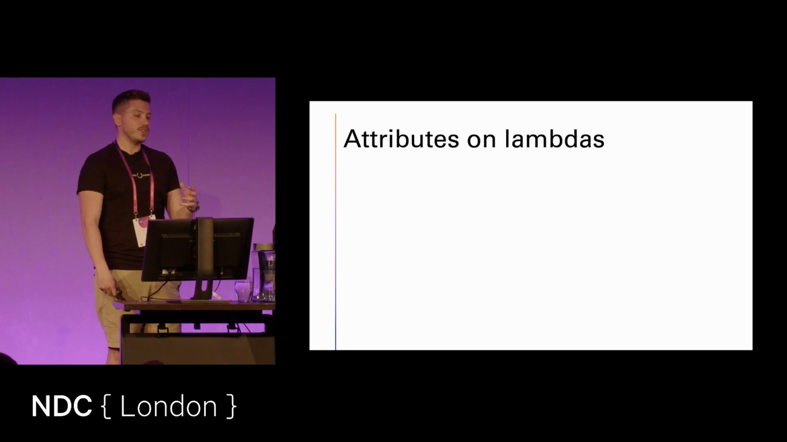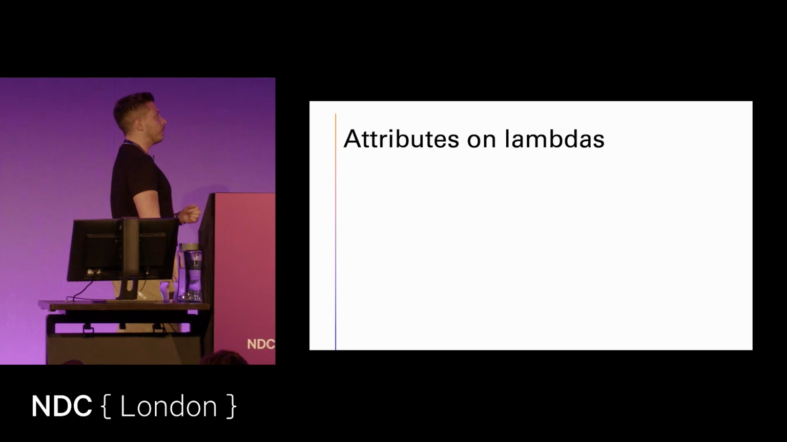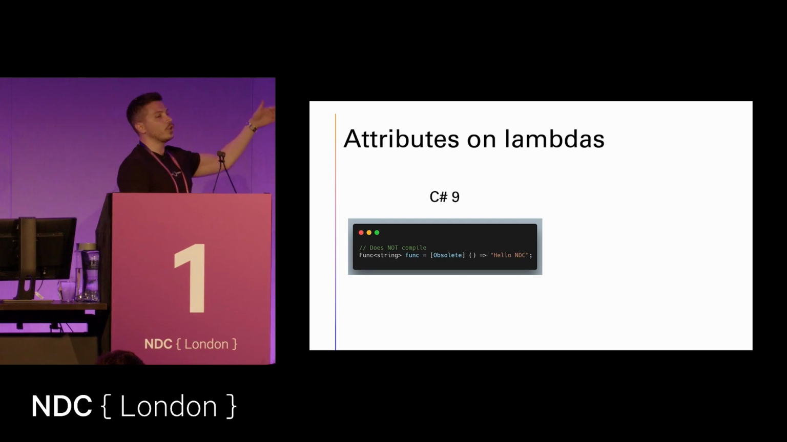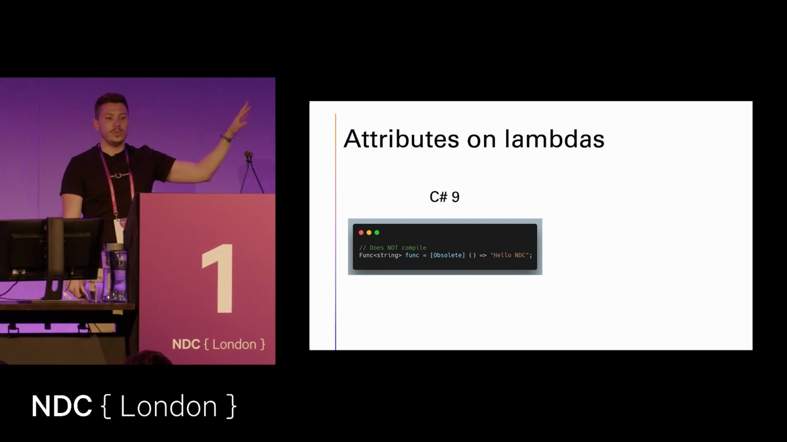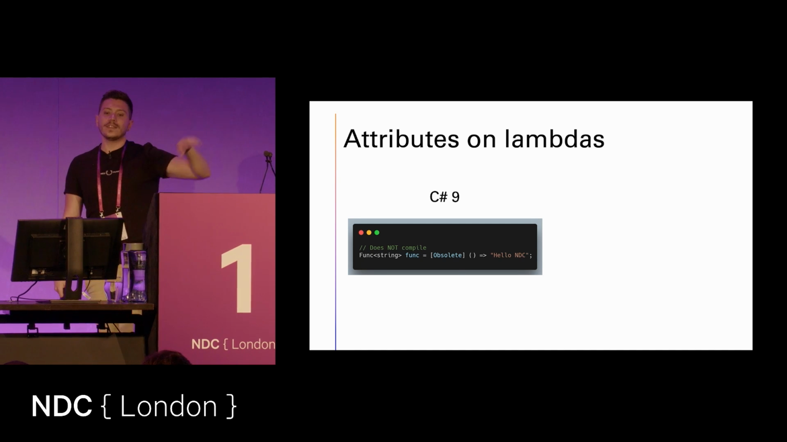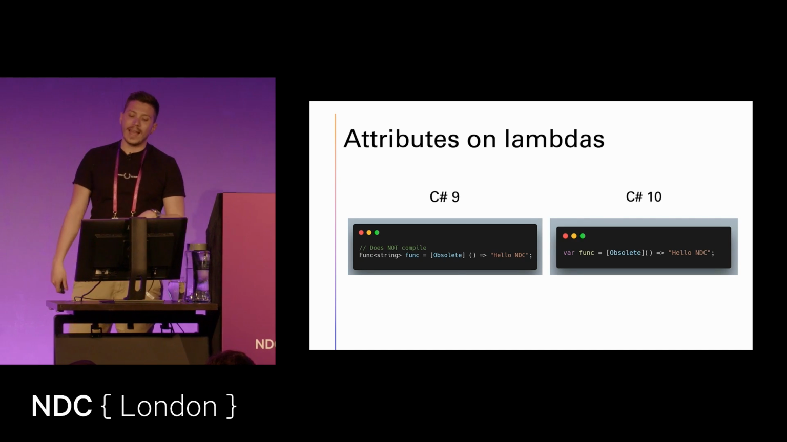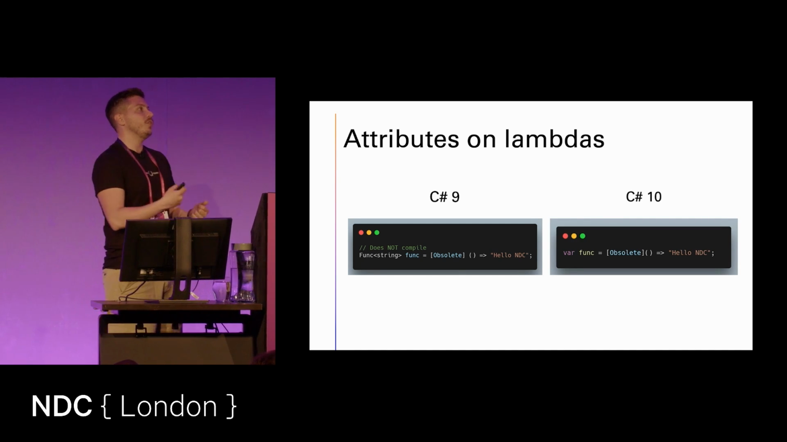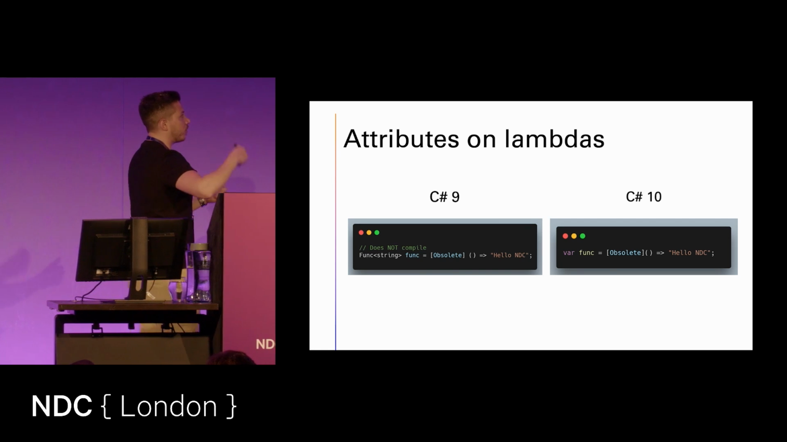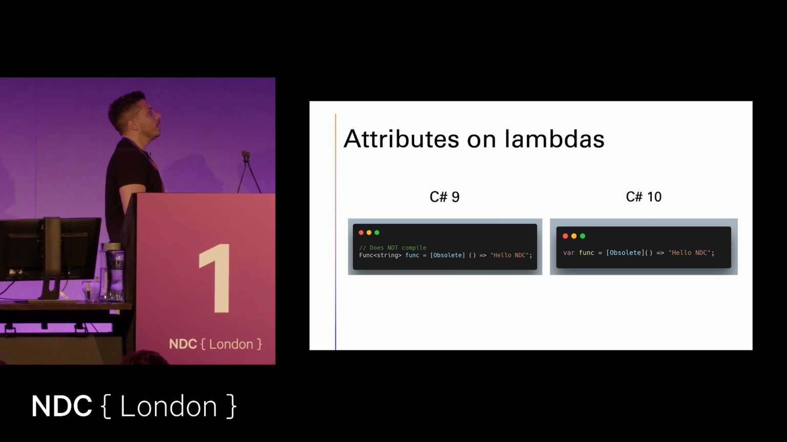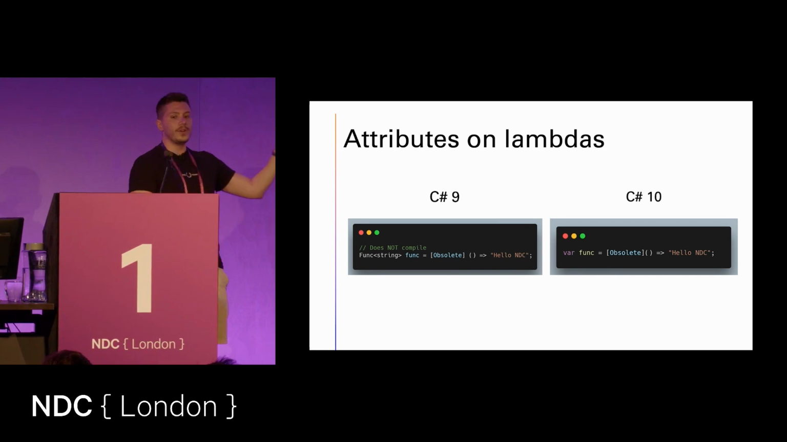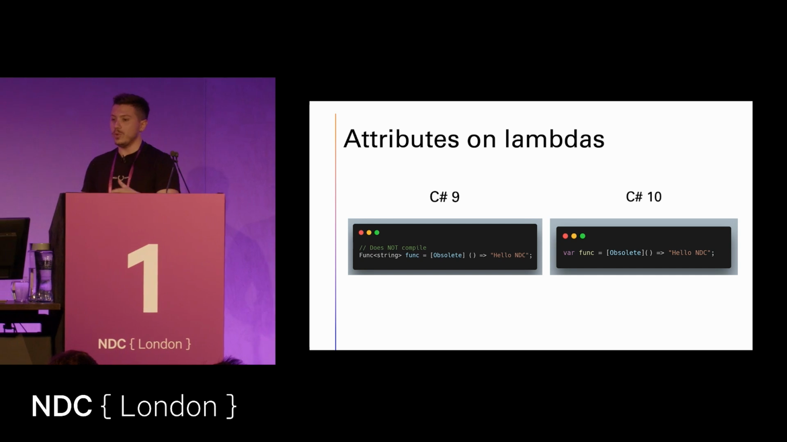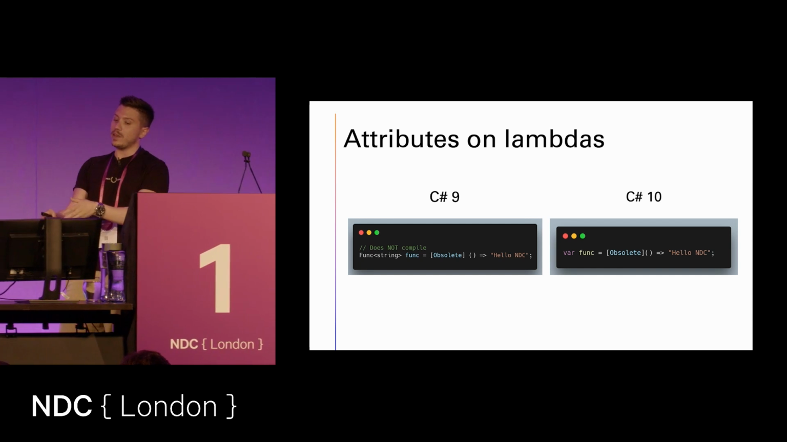Then the last feature that we got is attributes on lambdas. So previously, this would not compile. You could not have the attribute, the obsolete attribute, on the lambda itself. Now you can, and this makes sense because if you think of minimal APIs, if you have seen them before, and we're going to see them in a second now, you can actually specify things like AllowAnonymous or Authorize attributes on the lambda itself.